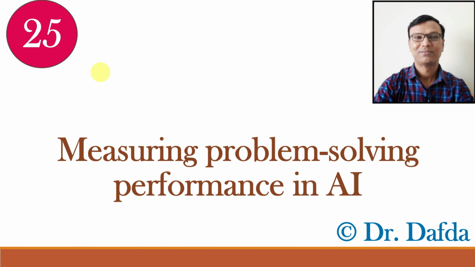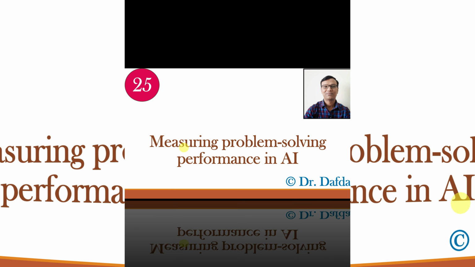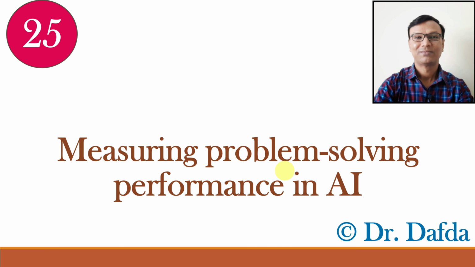I am Dr. Dafda, and in this 25th video class of AI/ML, we will understand measuring problem solving performance in artificial intelligence. Starting with the name, what does measuring problem solving performance mean? See, it refers to evaluating how well a search algorithm performs in solving a problem based on factors like efficiency, accuracy, and resource usage. Next question that comes to mind is, why is it important? See, it is important as different search algorithms have different strategies and weaknesses, and hence measuring performance helps us choose the most suitable algorithm for a given problem.